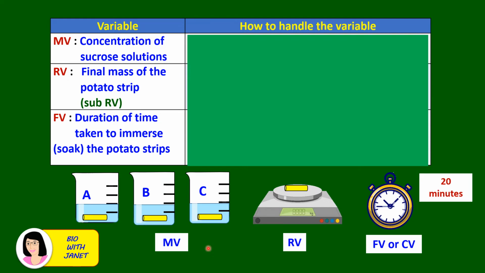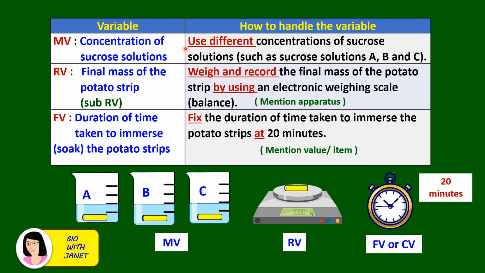All right, let's look at the answer. For MV, we can state use different concentrations of sucrose solutions, such as, let's say you know the values of the concentrations of sucrose solutions, then you can write such as 0.1 M, 0.3 M, 0.5 M, and so forth. Okay, so the keywords here are use different. Usually we use these words to explain how to handle the MV, but there are other types of format which we will not discuss here.